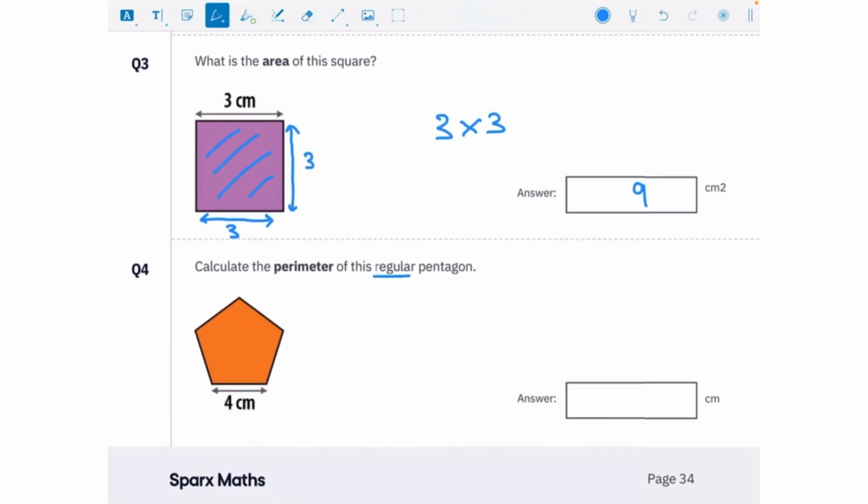Calculate the perimeter of this pentagon. Now, because it's regular, that means that all of the sides are the same length. So we can do 4, add 4, add 4, add 4, add 4, or 4 times 5, which is 20 centimetres, is the distance all the way around the outside of the shape.